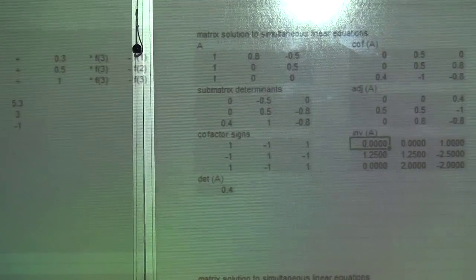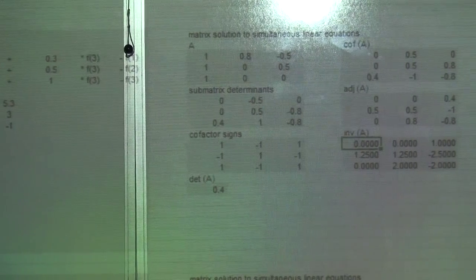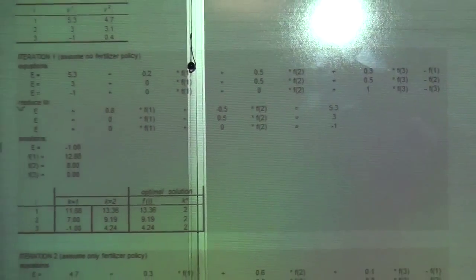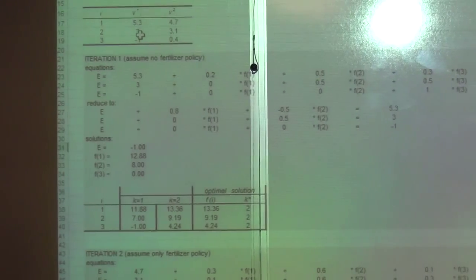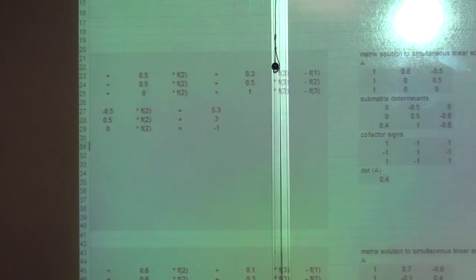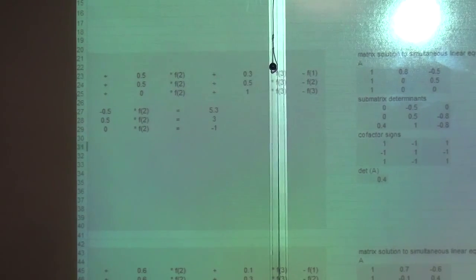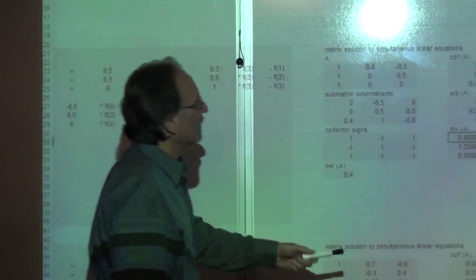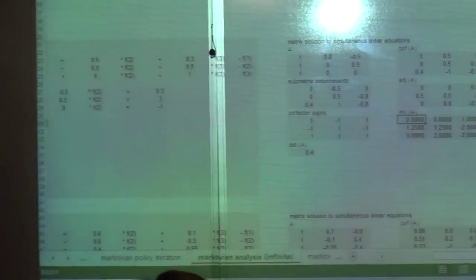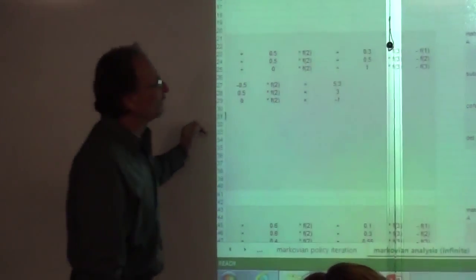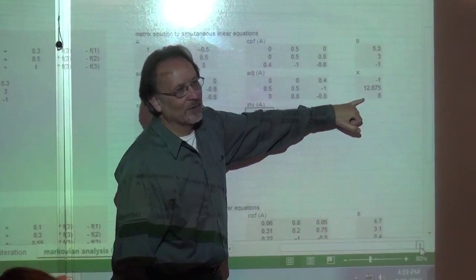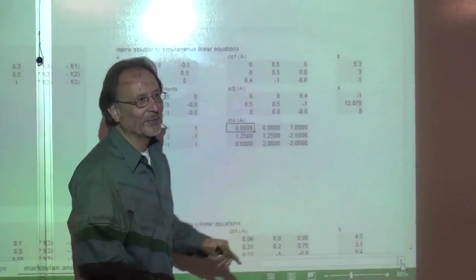F matrix. In this case, it's the value matrix associated with never fertilizing: 5.3, 3, and -1. And the inverse, so that's a 3 by 3 times a 3 by 1 gives you a 3 by 1, and this is X. Remember, if we just set F3 equals 0, this is always the value of E, the value of F1, and the value of F2 in this matrix.